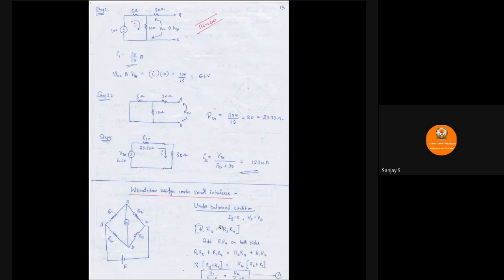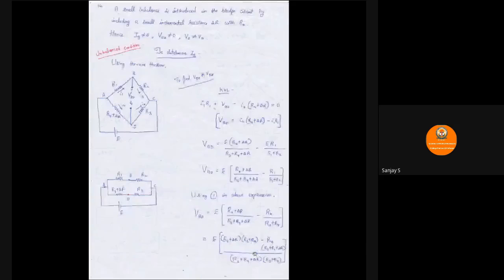So let me just repeat. I have started with the bridge balance condition, which is that the product of opposite resistances are equal. So R1 R3 is equal to R2 R4. I'm just adding R1 R4 on both the sides. So R1 R3 plus R1 R4 is equal to R2 R4 plus R1 R4. I have taken R1 as common factor in the LHS, so I'm left with R3 plus R4. On the right side, I have taken R4 as common factor. I have R1 plus R2. Now if I rearrange this, I am bringing R1 plus R2 to the left side and sending R3 plus R4 to the right side. So I have R1 by R1 plus R2 is equal to R4 by R3 plus R4. I'll call it equation 1, which I'll be using later on.